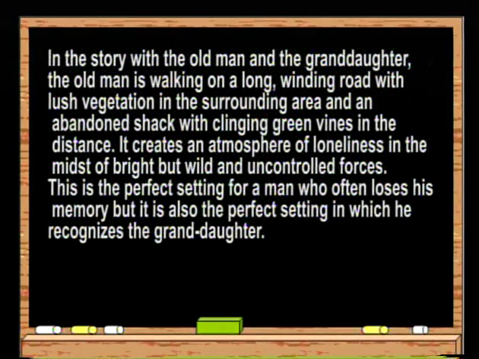In the story with the old man and the granddaughter, the old man is walking on a long, winding road with lush vegetation in the surrounding area and an abandoned shack with clinging green vines in the distance. It creates an atmosphere of loneliness in the midst of bright but wild and uncontrolled forces. This is the perfect setting for a man who often loses his memory, but it is also the perfect setting in which he recognizes the granddaughter.